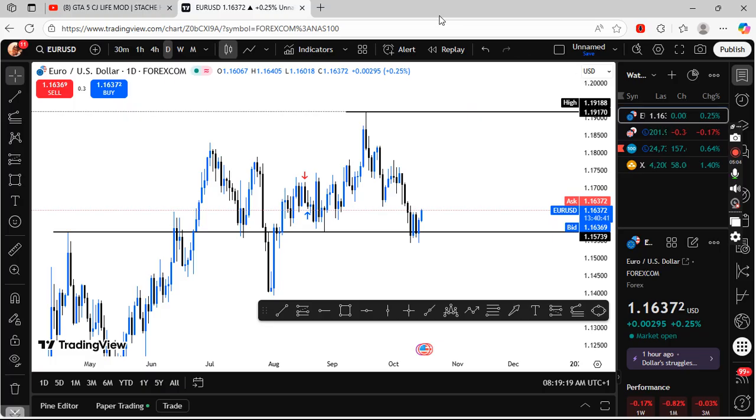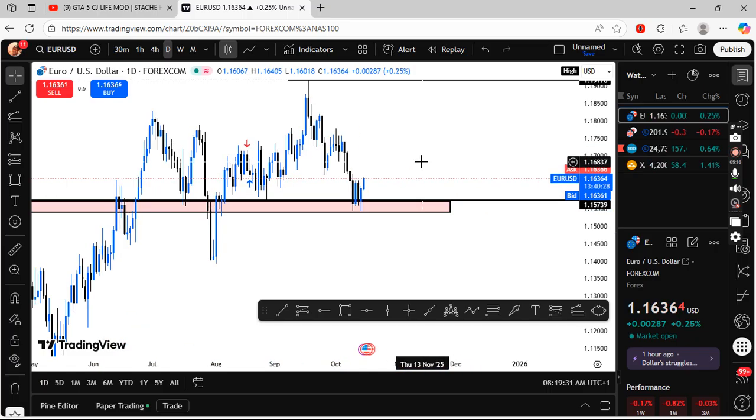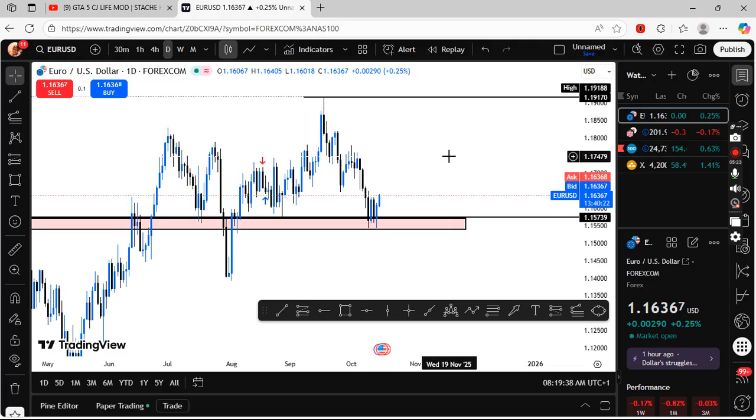So what we'll do, we'll move to the first time frame, because this daily is already at the support level, so we are expecting the market to pull back up. This kind of trade, I'm looking at it as a buying position.